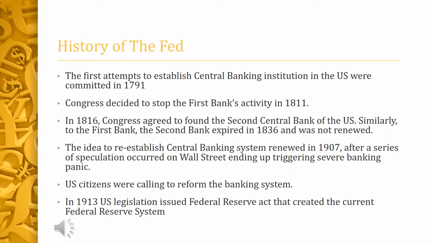The idea to reestablish a central banking system renewed in 1907 after a series of speculation occurred on Wall Street, which triggered severe banking panic. Citizens were asking to reform the banking system. However, they were opposed by conservatives and money trusts. The need for a central banking system was growing. In 1913, U.S. legislation issued the Federal Reserve Act that created the current Federal Reserve System. The act intended to establish economic stability in the United States by introducing the central bank.